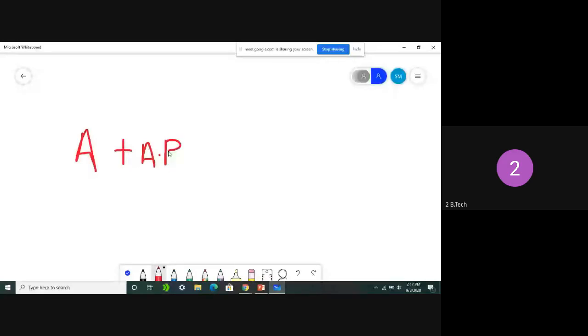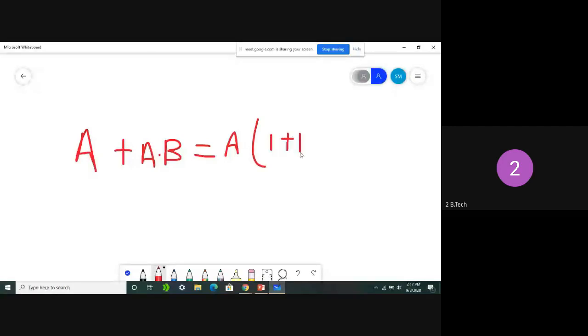So we can see here which variable is common. A is common in both the terms. So from the first term we can write it as A(1 + ...), where 1 is left after separating A. Sorry, after separating A. So from the next term we will be having B.